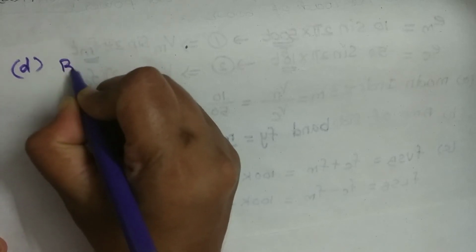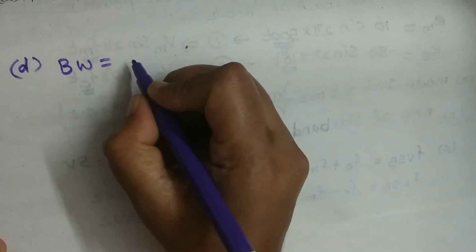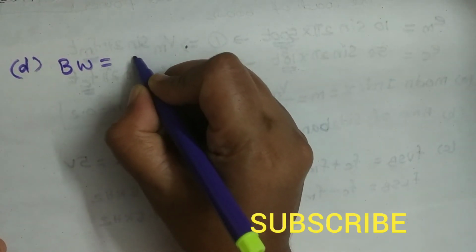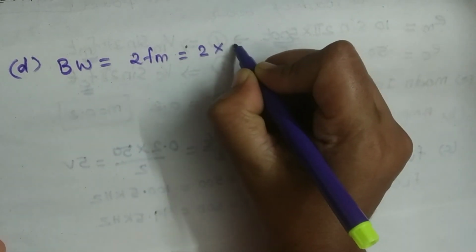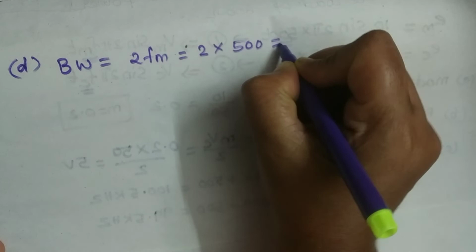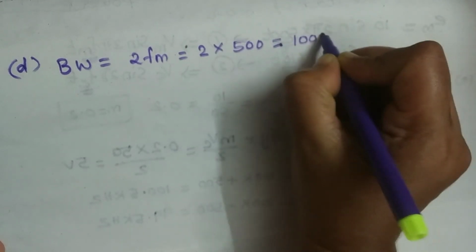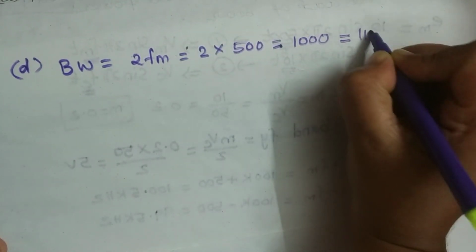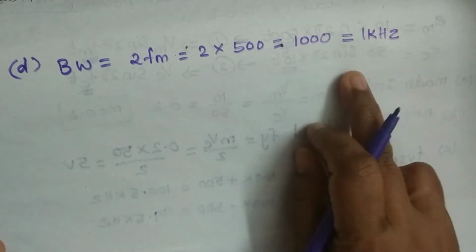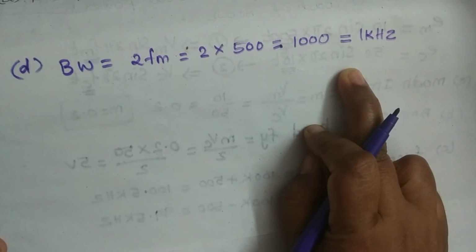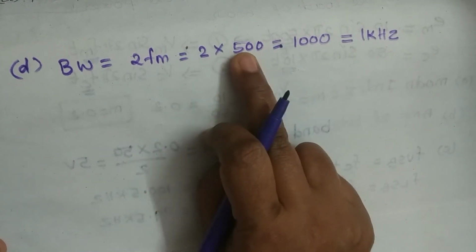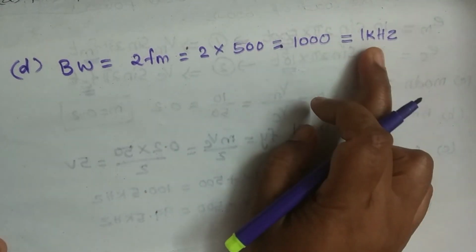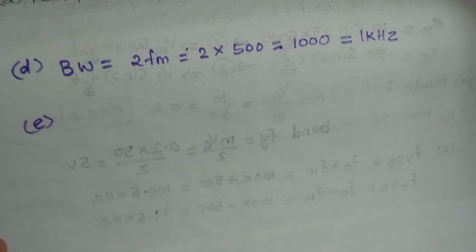Then they are asking to find the bandwidth required. Bandwidth for AM is 2 fm. Fm is 500, so 2 into 500 is 1000, which is equal to 1 kilohertz.